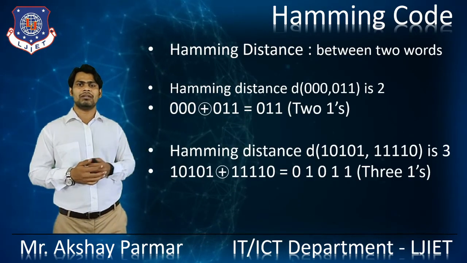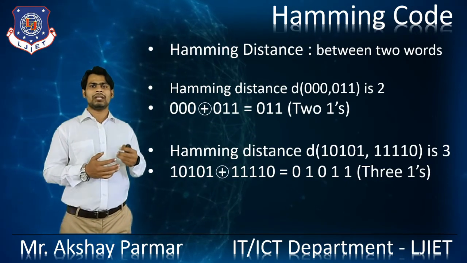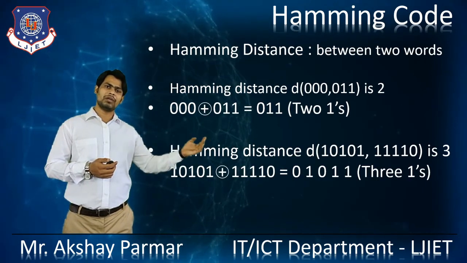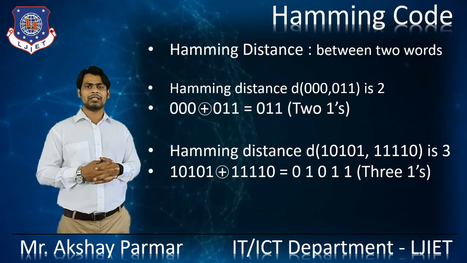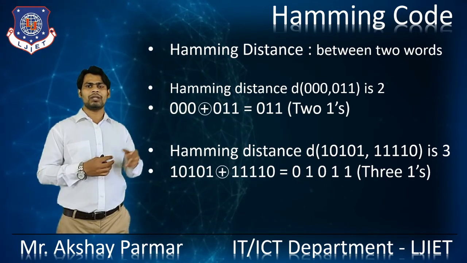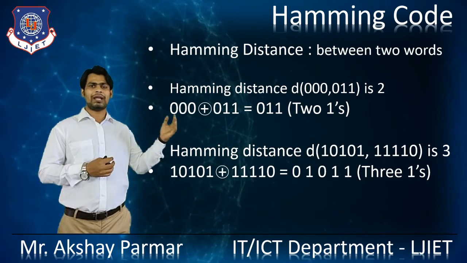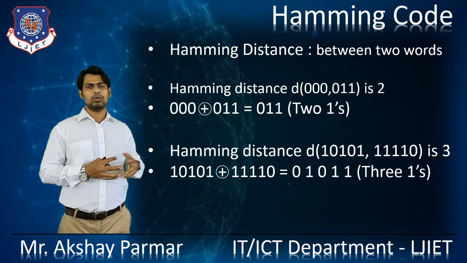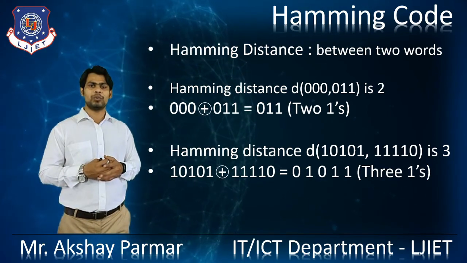So this is the value, right? The Hamming distance between the two words 000 and 011 is 2, right? So how are we getting that Hamming distance? We are simply putting the XOR gate between those two values. So 000 XOR 011 is 011. That has two ones there, right? So the Hamming distance between the two values is 2.